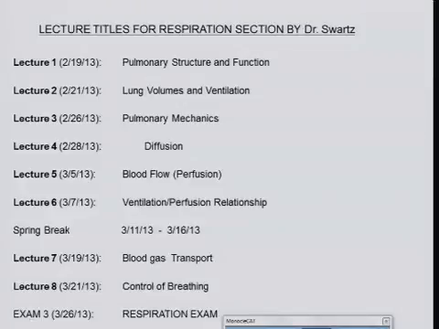We're ready to get started into the next section here. We're going to be talking about respiration with regards to lung mechanics, physiology. Here's just an outline of our lectures. This is the generic outline. We will skip around just a little bit as we go through here, but in general, this will be the order in which we go through.